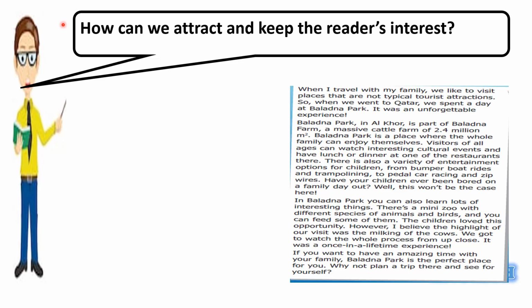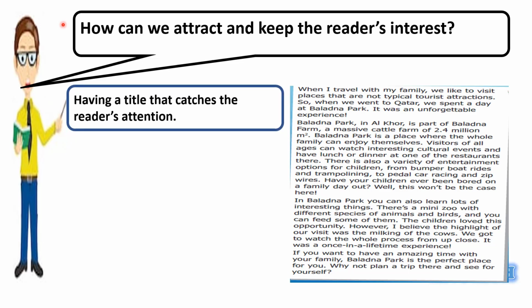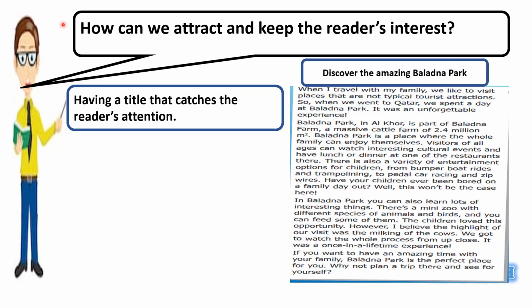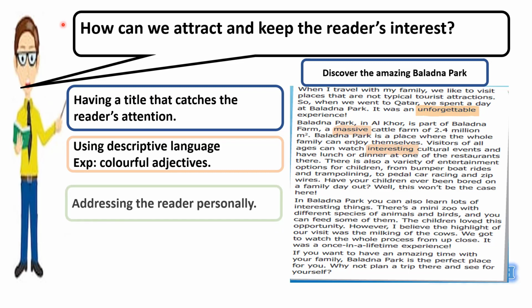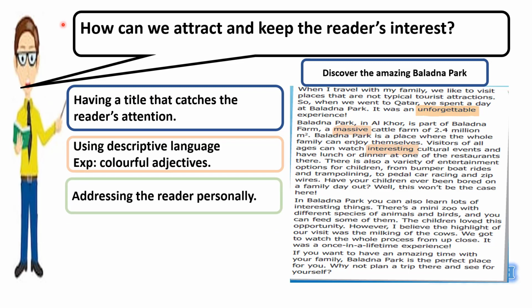Let's check your answers. Excellent. Yes, we may have a title that catches the reader's attention. For instance, Discover the Amazing Baladna Park. Also, you can use descriptive language, for example, colorful adjectives, or the adjectives we have in the text, for example, unforgettable, massive, interesting. You may also address the reader personally. For example, you can say, in Baladna Park, you can also learn lots of interesting things.